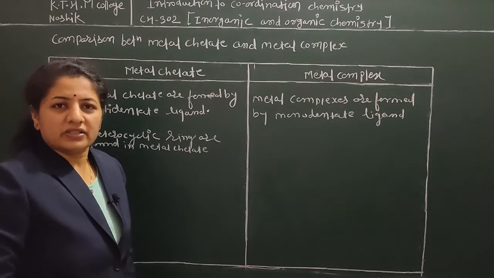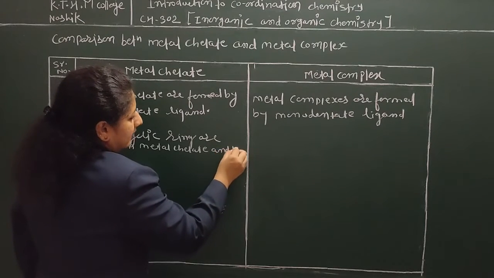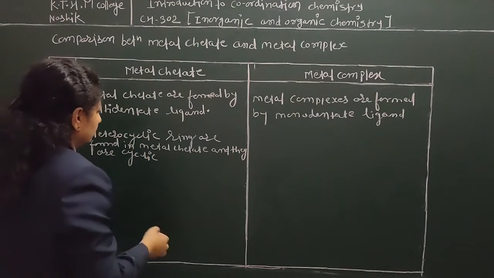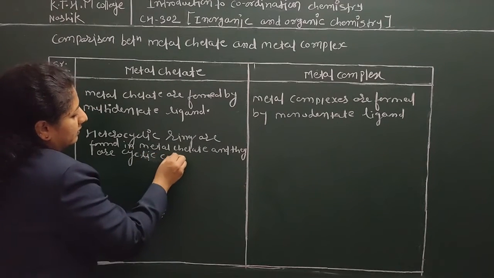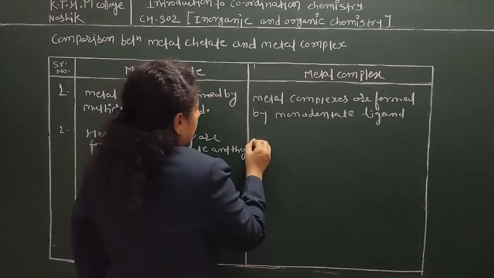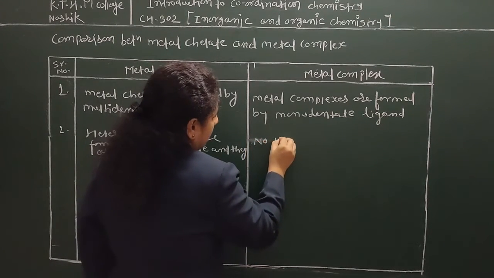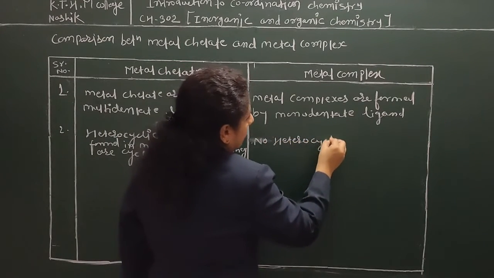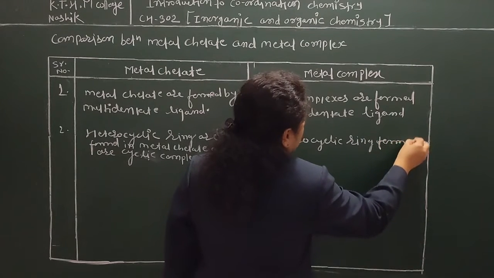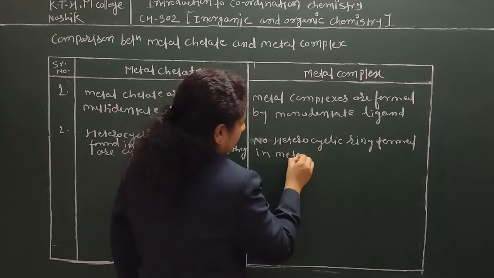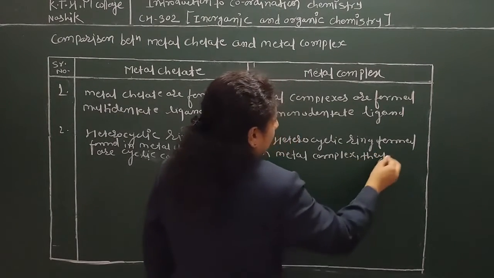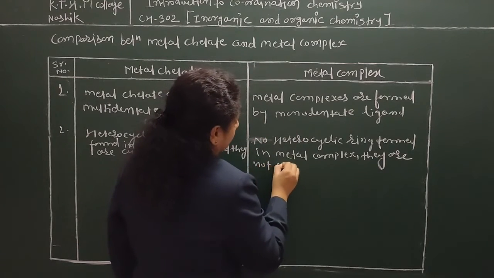Due to this heterocyclic ring, metal chelates are cyclic compounds or complexes. Whereas in metal complexes, no heterocyclic rings are formed. They are not cyclic.